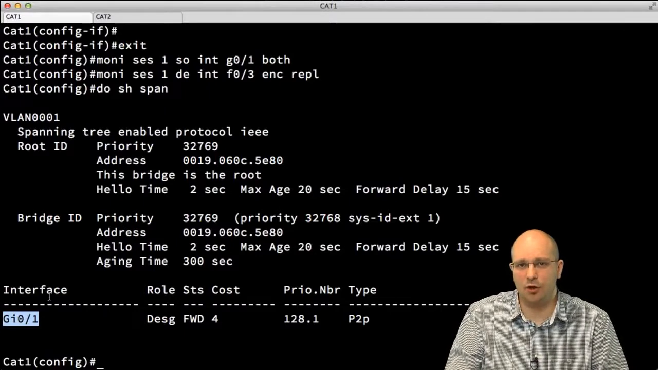Now let's take a look. How is the global configuration different than this one?